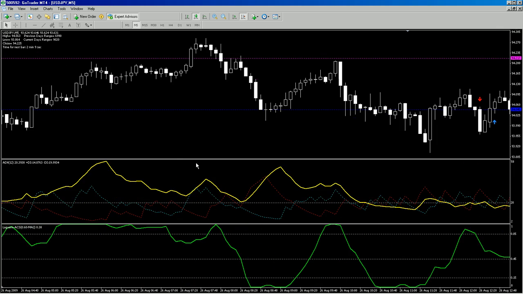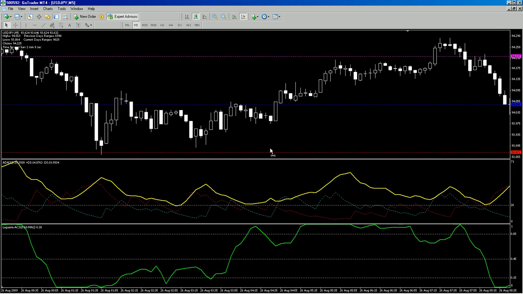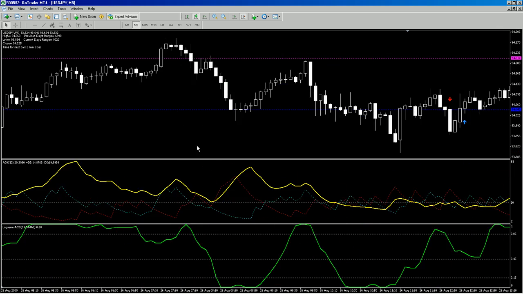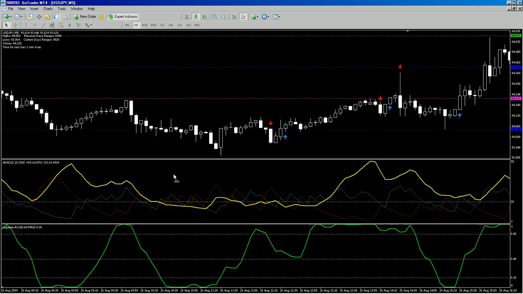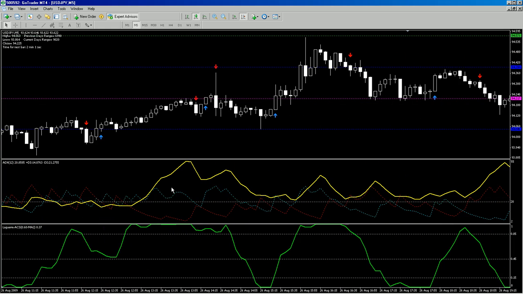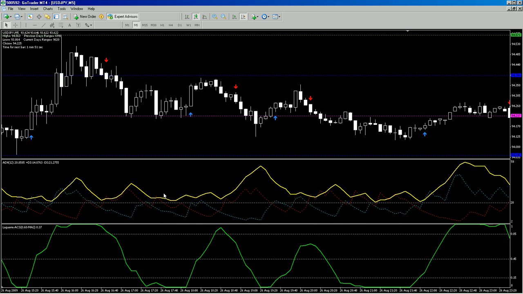Now what we're looking for ideally is for the ADX, the yellow line, to head up over the 20 and either the blue or the red lines to head up also above the 20. I'll see if I can find a good example. Here we go. Just follow my cursor here. I'll put the crosshairs on so it's a bit easier to see.